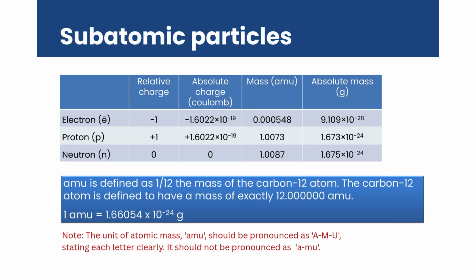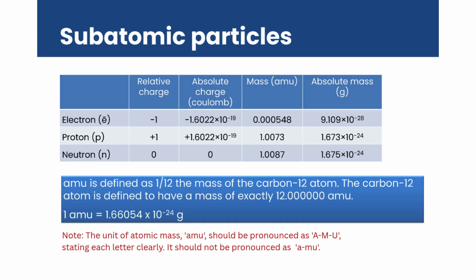Right. And the third one, the neutron, n. The neutron, the name gives it away. It's neutral, relative charge 0, absolute charge 0. And its mass, 1.0087 AMU. So very close to the proton's mass. Extremely close, just fractionally heavier. Absolute mass, 1.675 times 10 to the -24 grams. So basically you have two heavy particles, the proton and neutron, and one very lightweight particle, the electron.